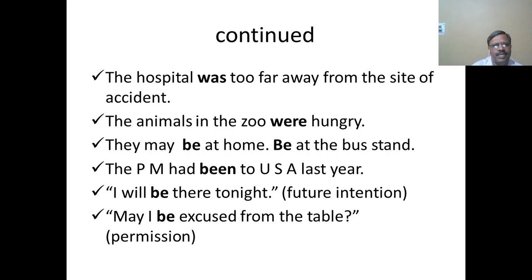I will be there tonight. To indicate future intention: I will be there tonight. Be form is used as a main verb in this sentence. It shows the future intention.